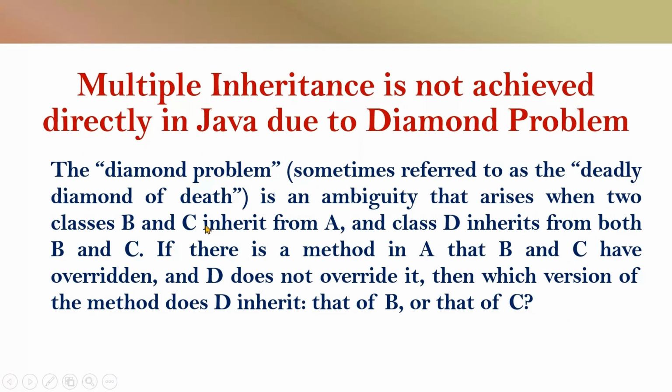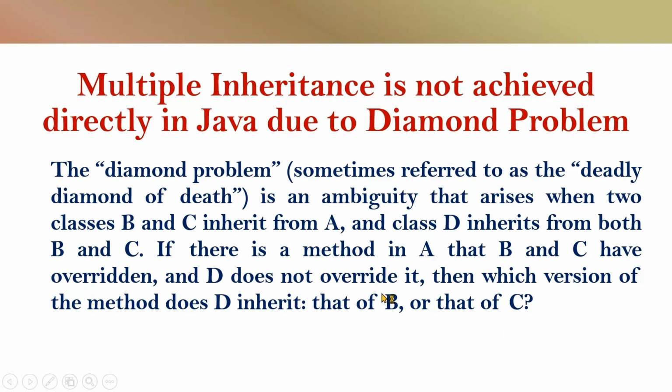It is an ambiguity that arises when two classes, B and C, for example, inherit from A. So A is a superclass, B and C are subclasses of A, and class D inherits from both B and C. So D is a subclass of B and C. If there is a method in A that B and C have overridden, and D does not override it, then which version of the method does D inherit? That of B or that of C?